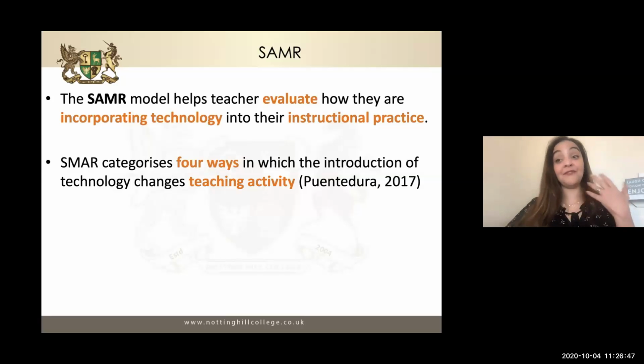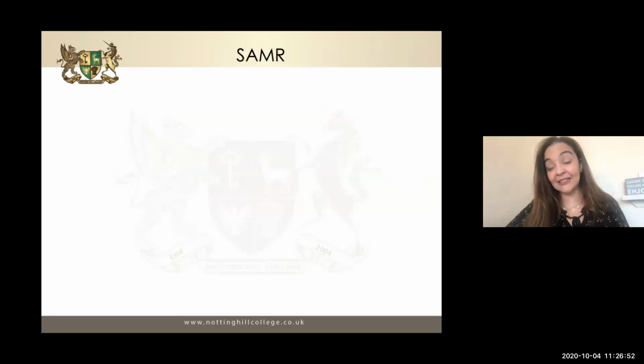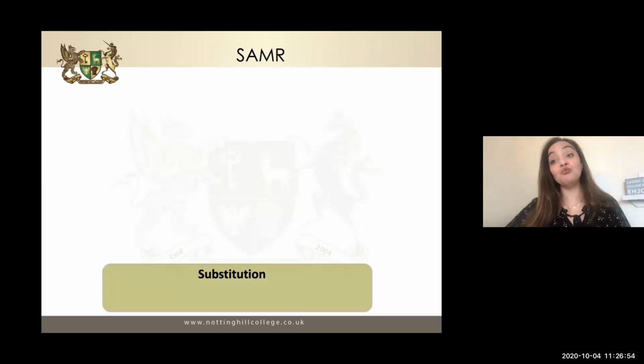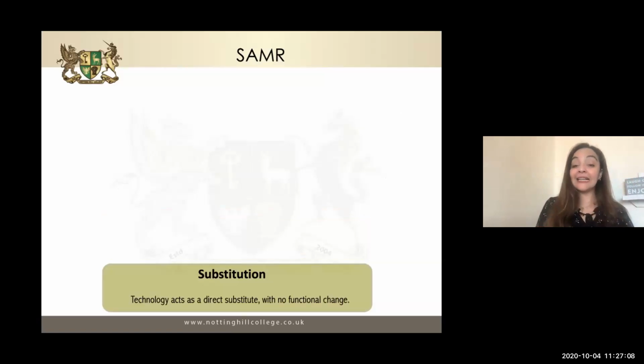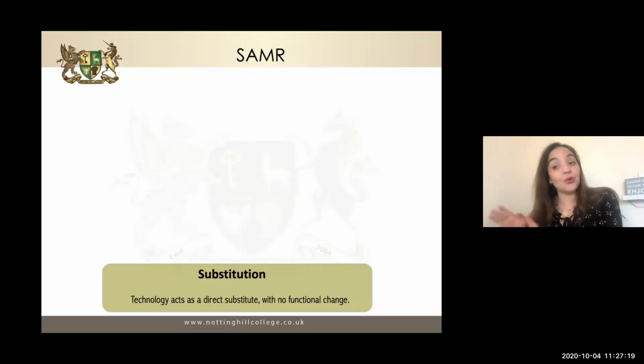And for me, it was very convenient because I was somebody who did not use technology at all and started using it. Then we can start from level 1, which for me is substitution. If I'm using a PowerPoint presentation in my classroom, I can use a PowerPoint presentation in my virtual classroom. So basically the technology here acts as a direct substitute with no functional change. If I'm asking my students to write an assignment, then they are typing it online.